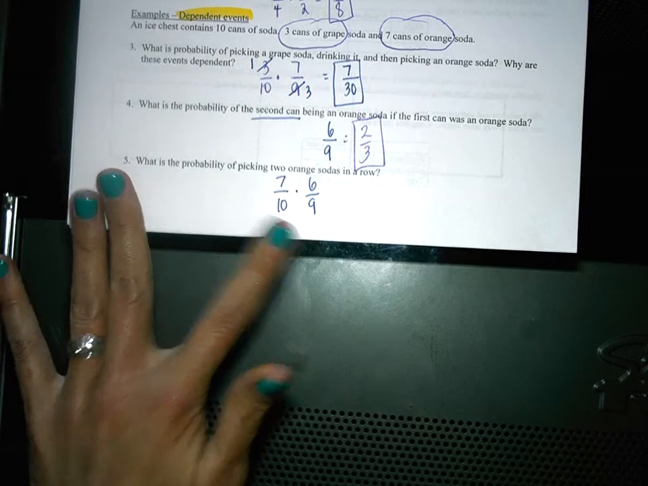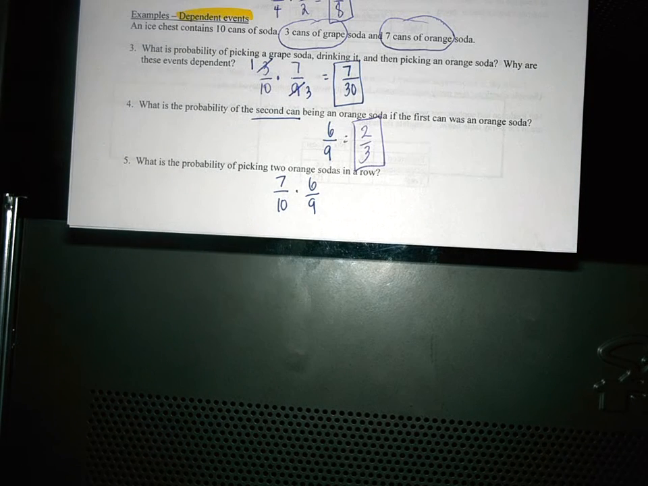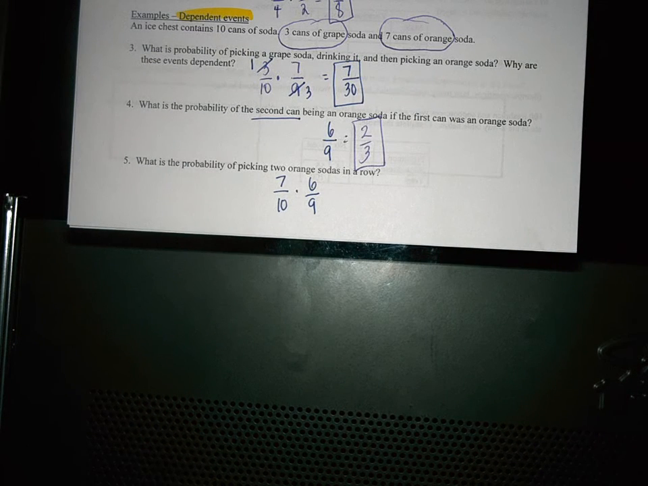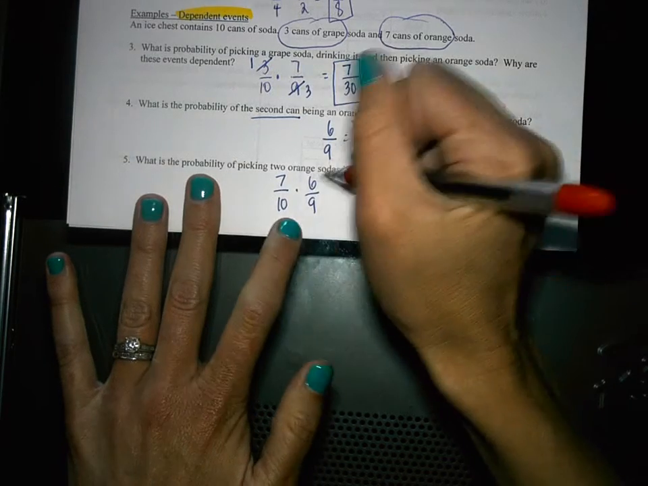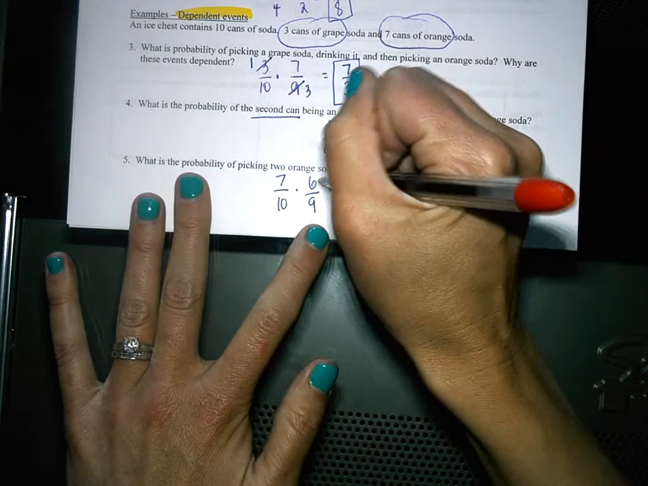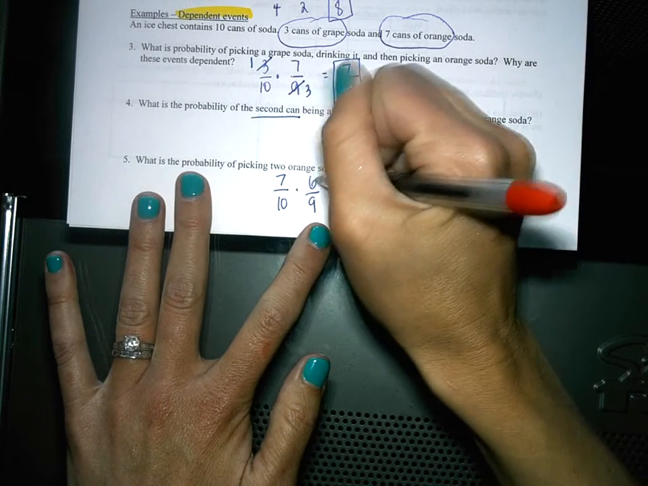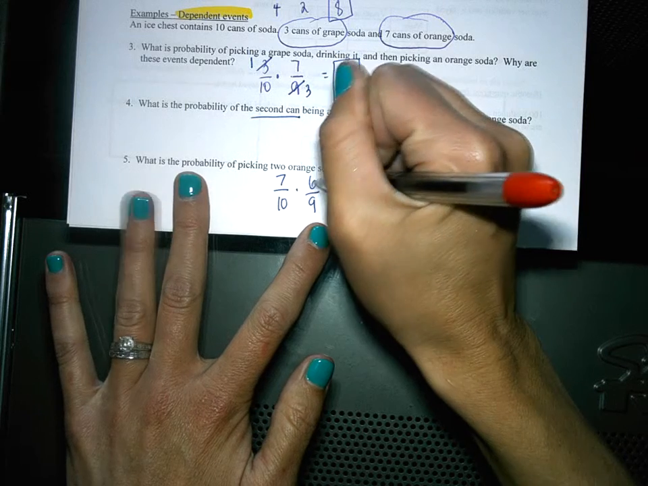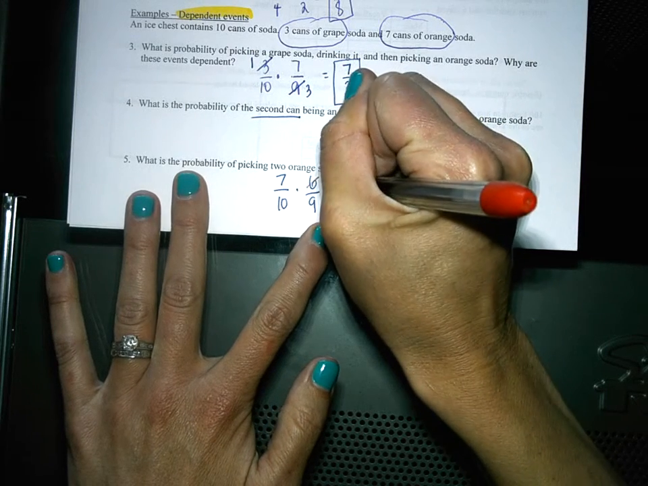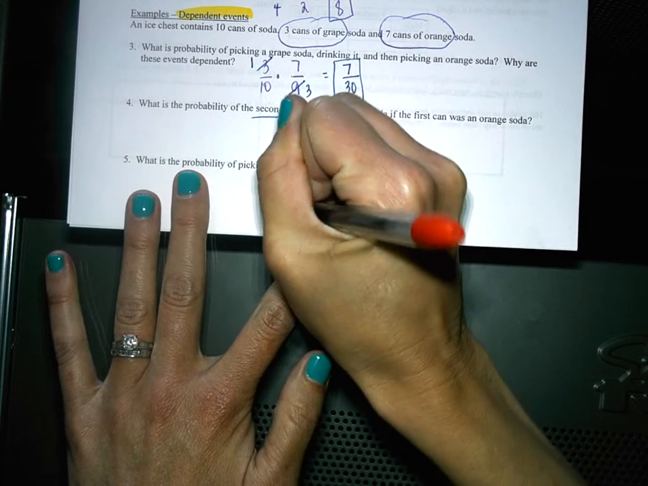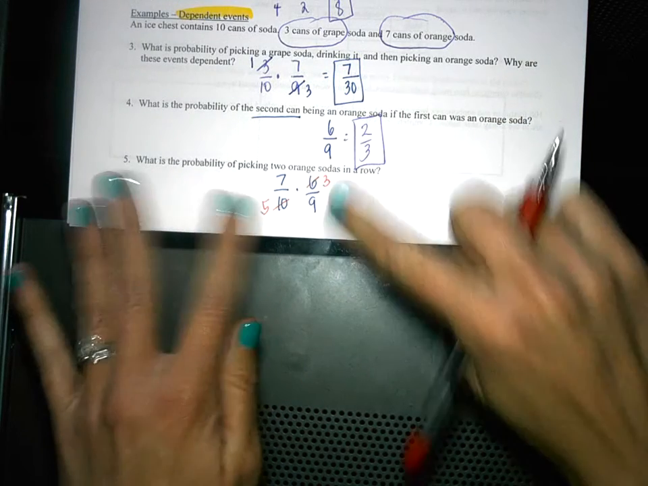Now, we can reduce anything on the top with anything on the bottom. Can anything reduce first right now? Okay, 6 and 9? 6 and 10. Okay, we can do it that way. So when we divide these, we divide them each by 2. So this becomes a 3, and this becomes 5. I can reduce this again.